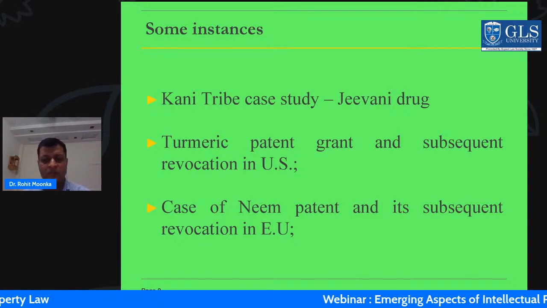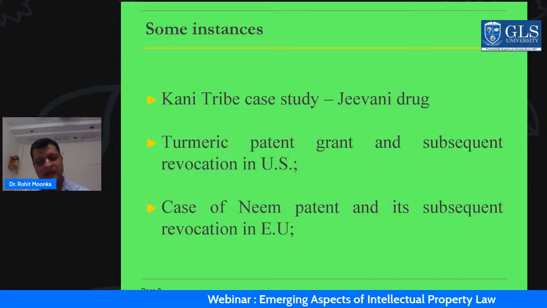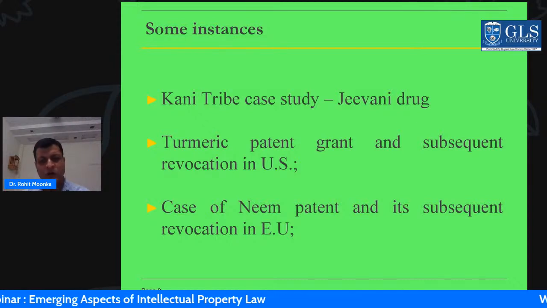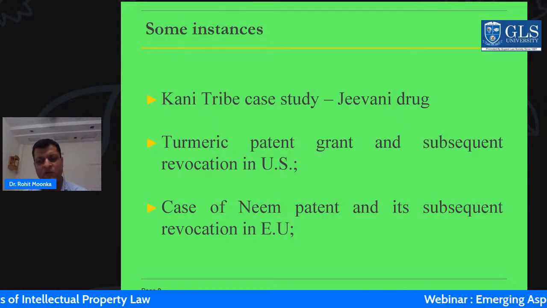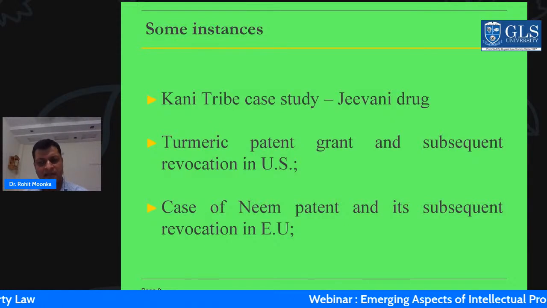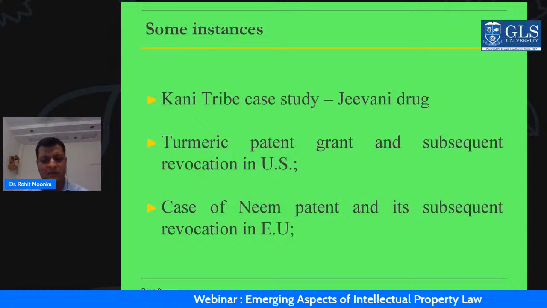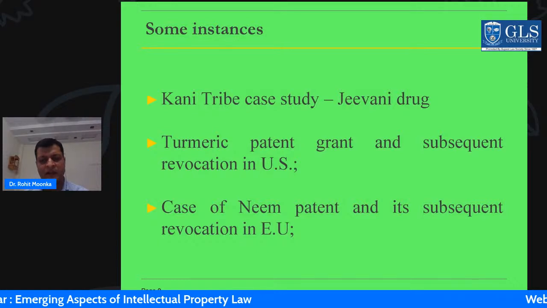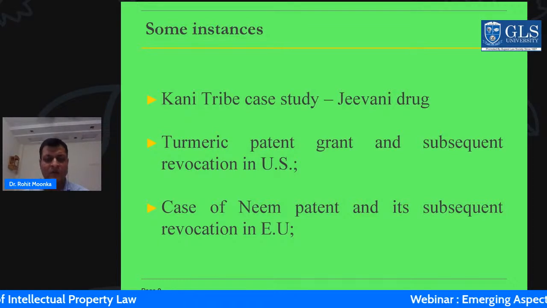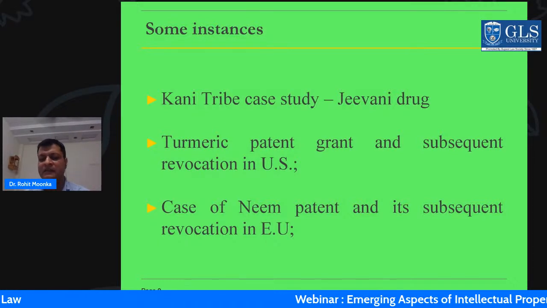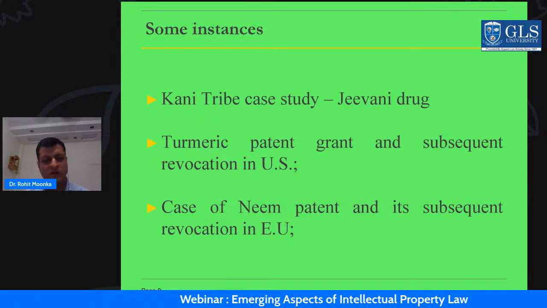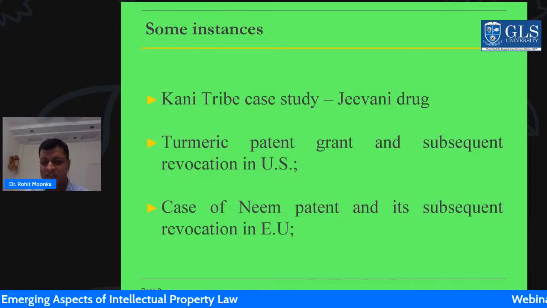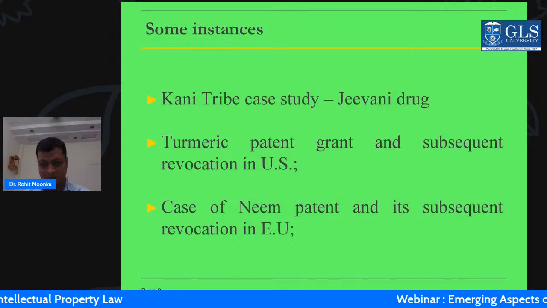All these were presented to the USPTO, and ultimately the USPTO was satisfied that the wound healing property of turmeric is already in the public domain. It was already known, and there was sufficient literature, including scientific literature, published prior to the filing of the patent with regard to the wound healing properties of turmeric. Based on that, they revoked the patent which was granted. So this is a classic case of biopiracy, I would say.